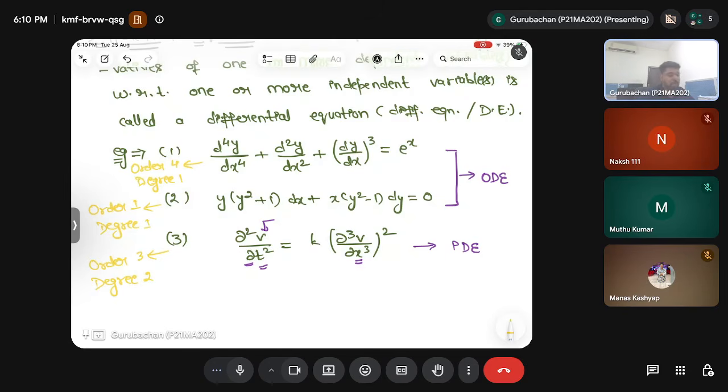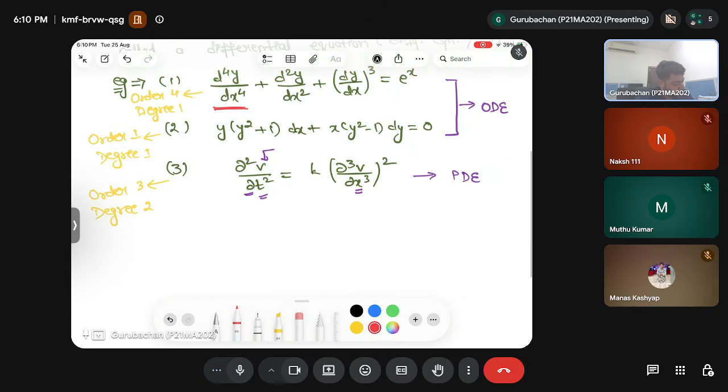So let me explain. Order is the highest order derivative that occurs in the differential equation. If you observe, the highest order derivative here is 4, so order is 4. While finding the degree, you need to make sure that your differential equation is free of radicals and fractions. Suppose there is a term like sin of dy by dx equal to, say, y, or something that cannot be solved, like x plus y.